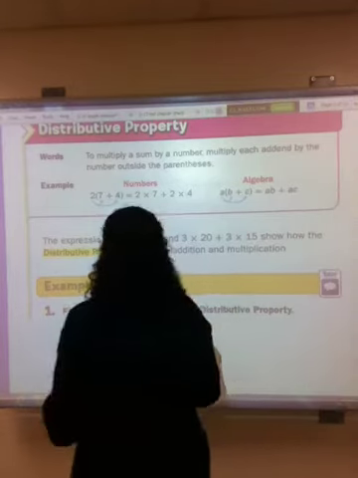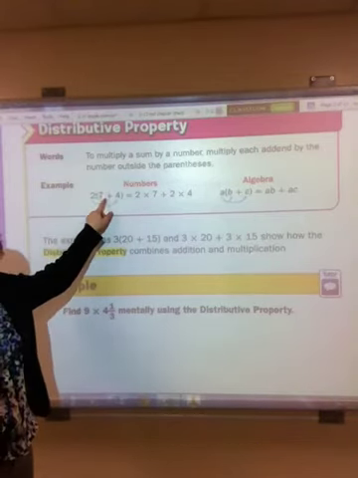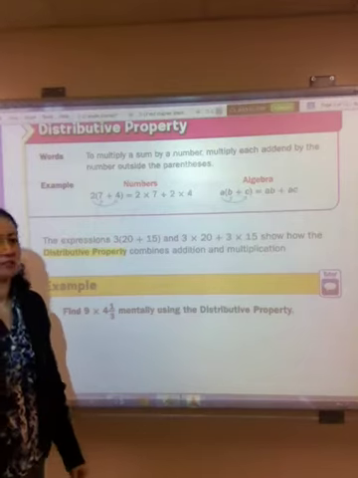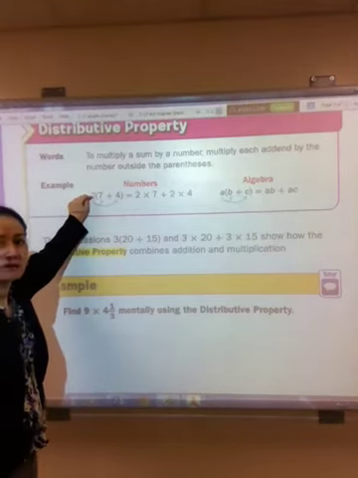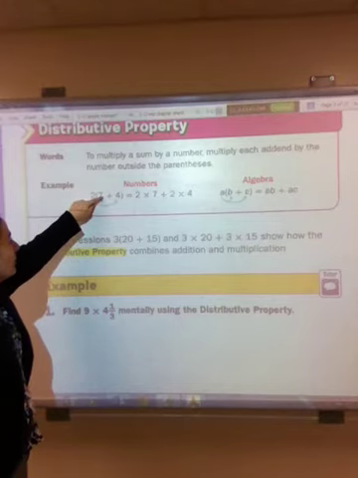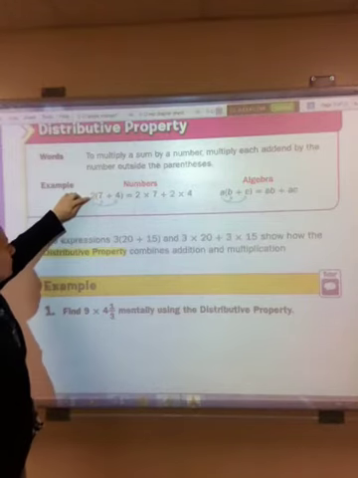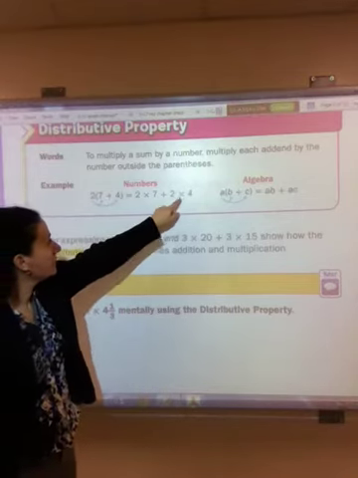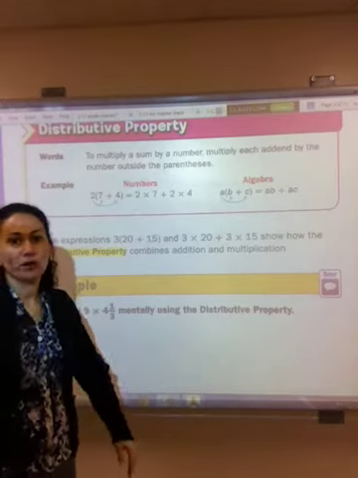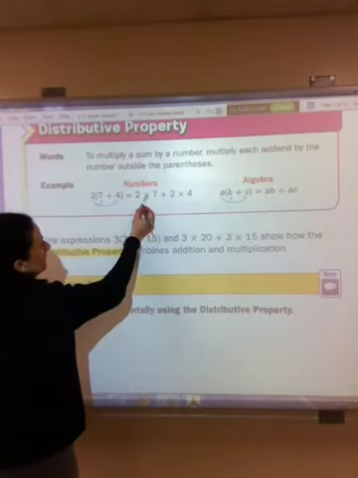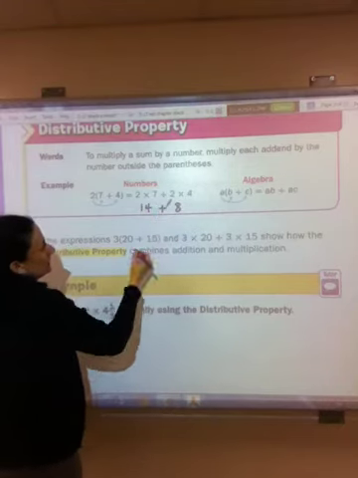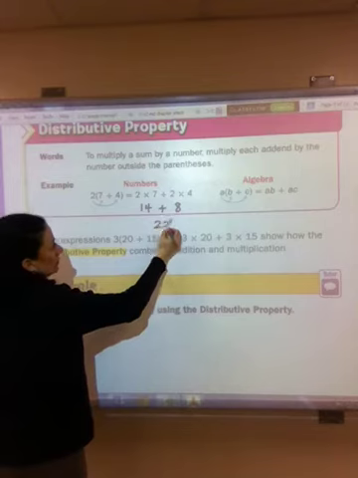So the distributive property says that instead of adding what's in the parentheses first and then multiplying by 2, another way you can do this and not break order of operations is to multiply the number outside the parentheses by each number inside. So we would do 2 times 7, and then 2 times 4, and then add those partial products together. So 2 times 7 is 14, 2 times 4 is 8, and then you would add 14 and 8 to get the answer of 22.